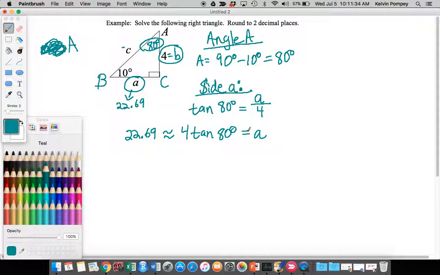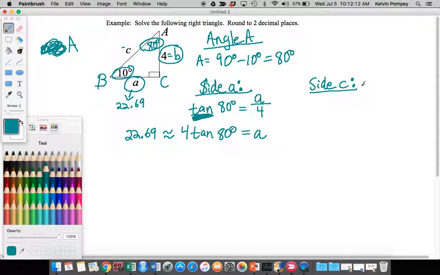Remember, I'm going to try to use either sine, cosine, or tangent because that's what my calculator has. Since I'm focusing on the 80-degree angle, I'm going to use opposite over adjacent for tangent. You could use the 10-degree angle and do tangent of 10 degrees equals 4 over A. That's another way you could do it, but I chose to use the 80-degree angle. Now I'm going to find the only other side length that we don't have, which is side C.